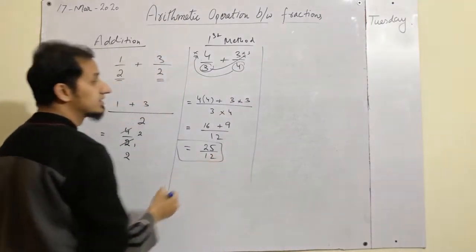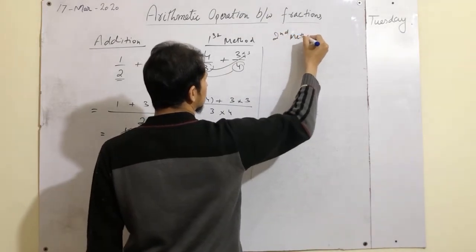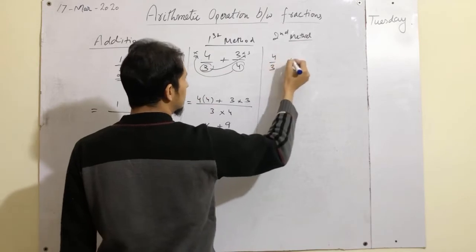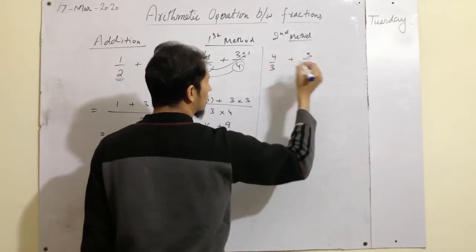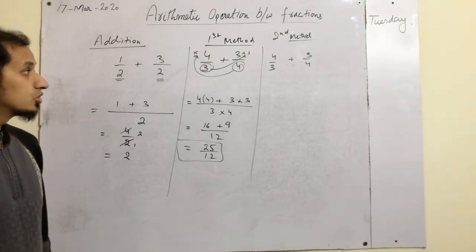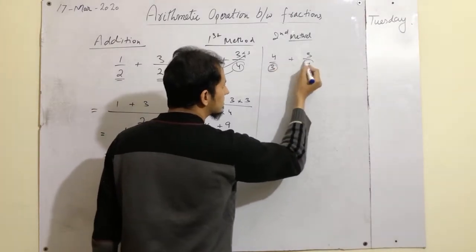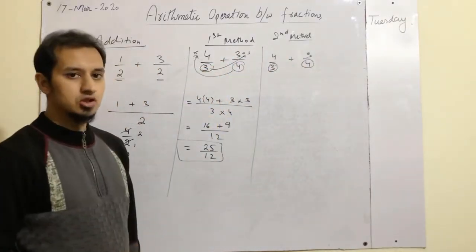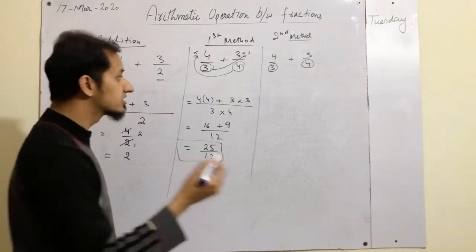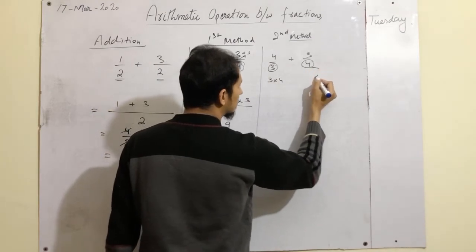Again, we can solve it by the second method. See, the second method, same fraction, we take 4 over 3 plus 3 over 4. How can we solve it by the second method? We make their denominators the same. How can we make their denominators the same? We multiply by a number which makes them the same. For example, I multiply 3 by 4 and here 4 by 3.